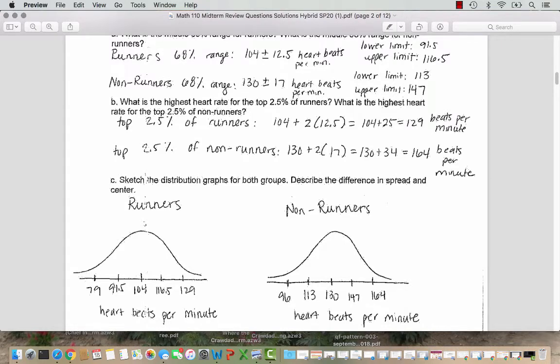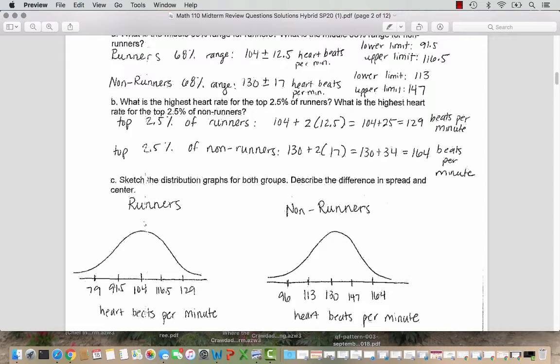And what's the highest heart rate for the top 2.5% of non-runners? So here we can look back at our distribution sheet and think about the fact that the top 2.5% corresponds with adding two standard deviations. And so for the runners, we take the mean, 104, and we add 2 times 12.5, that's the standard deviation. So that calculation becomes 104 plus 25, or 129 beats per minute. So that is the highest heart rate for, it should say lowest for the top 2.5%. So we're trying to figure out where the top 2.5% starts. So maybe I could have phrased this a little bit better, but I think you get the idea.